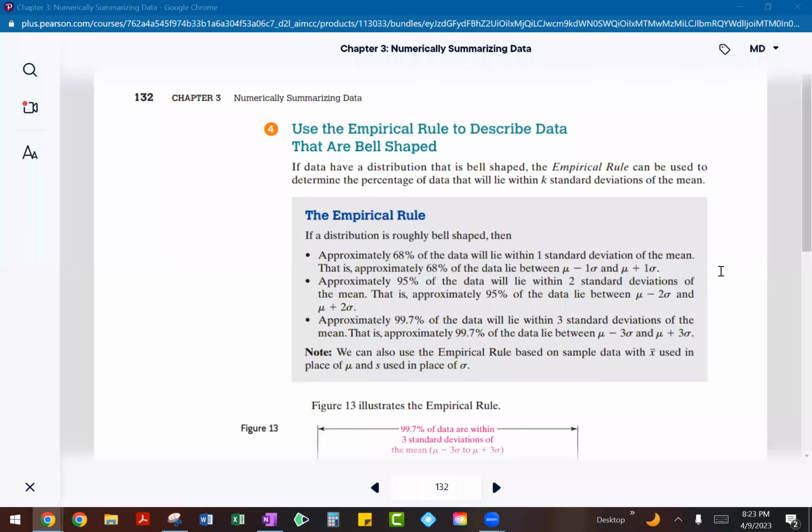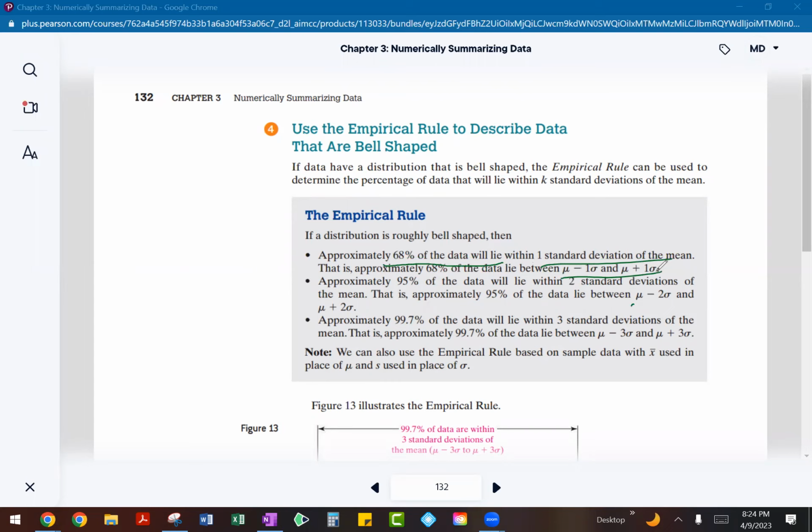Okay, so here's your textbook page from this section 3.2. You can see they're defining the empirical rule for us. Within 1 standard deviation away from the mean, if you only add or subtract your standard deviation 1 time, approximately 68% of your data lies within 1 standard deviation. So that's going to be 68%.